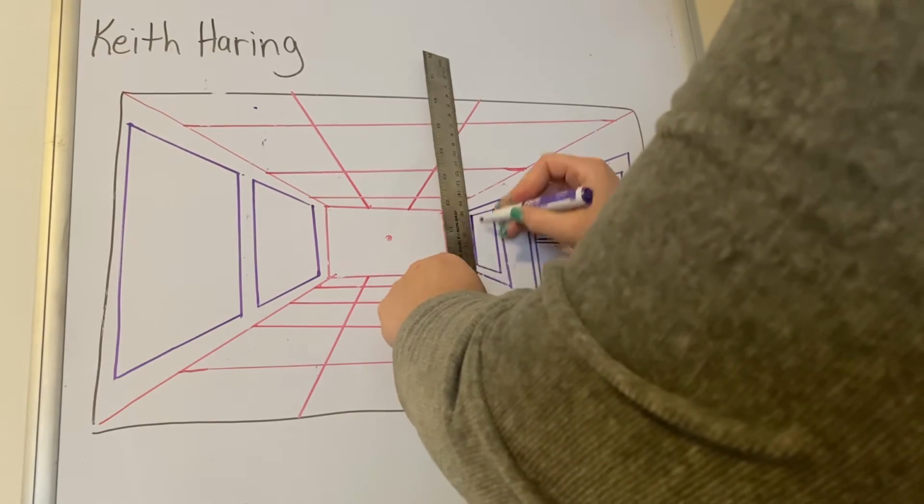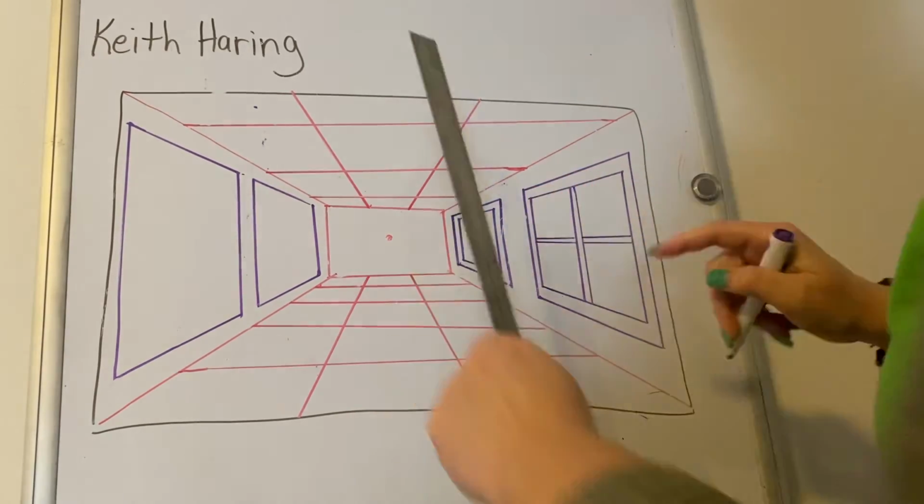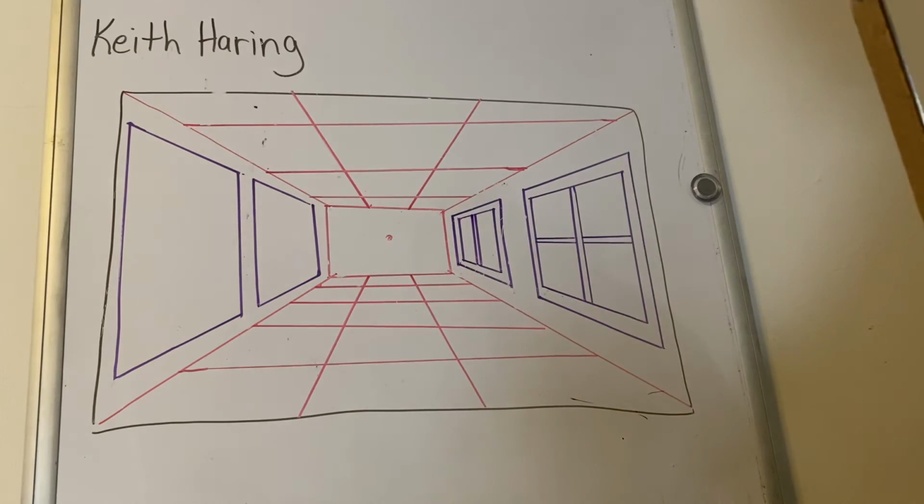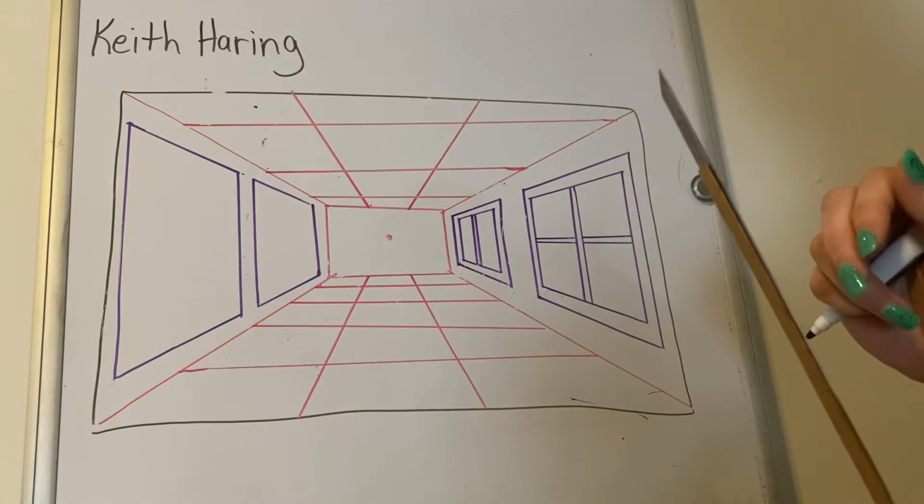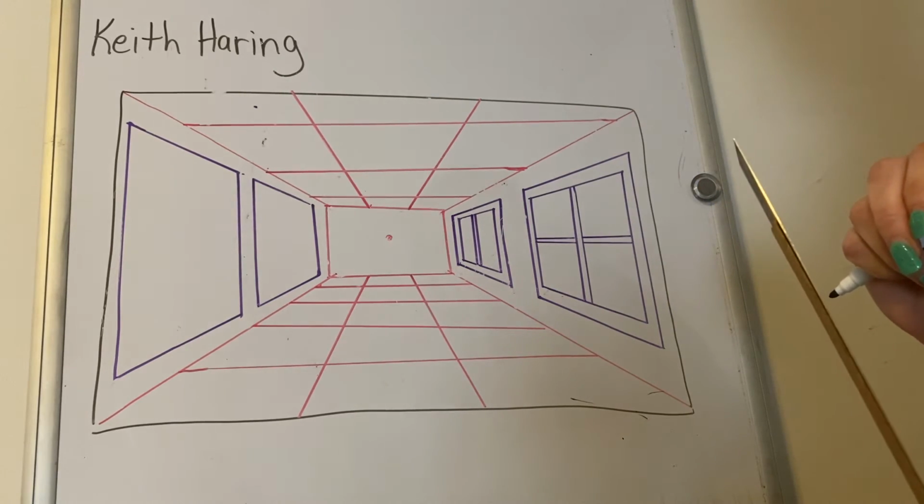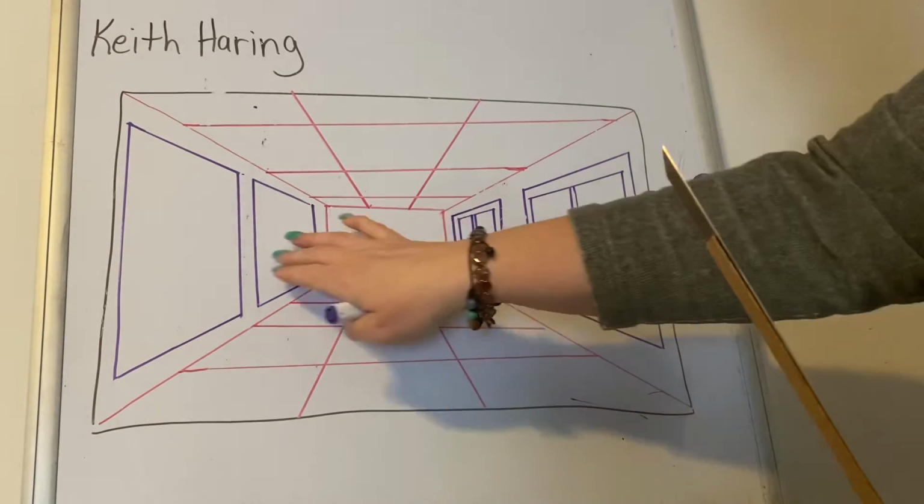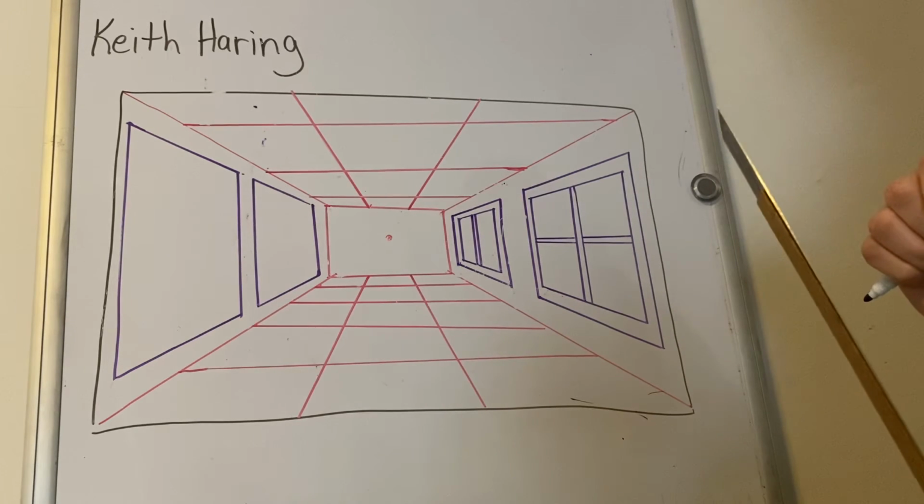Now, I would suggest whatever you do in one window, you do the same in all of them so they all match. But you wouldn't have to do that. It's your room. If you want them to look different, you can have them look different. But you're going to do this to all 4 windows.